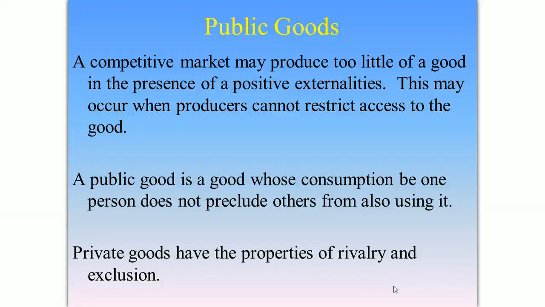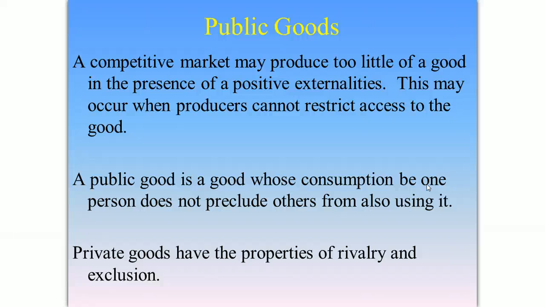The problem is that if I can't capture all the benefits, I may not be too inclined to provide the good. So this may occur when producers cannot restrict access to the good. So a public good is a good whose consumption by one person does not preclude others from using it. So private goods have the properties of rivalry and excludability. Rivalry simply means one person using the good prevents somebody else from using it.